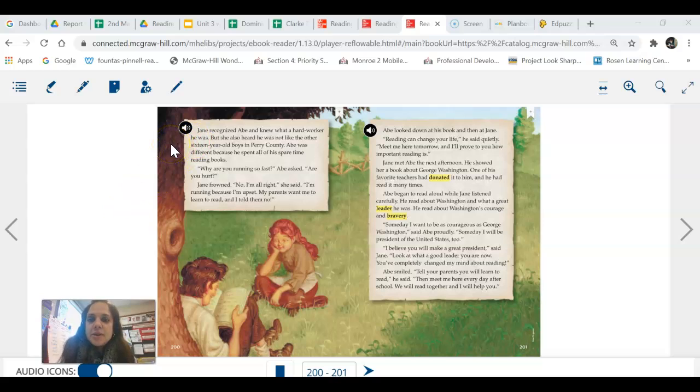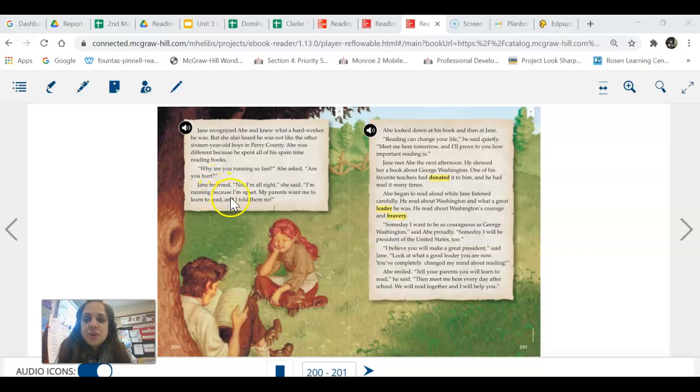Jane recognized Abe and knew what a hard worker he was. But she also heard he was not like the other 16-year-old boys in Perry County. Abe was different because he spent all of his spare time reading books. "Why are you running so fast?" Abe asked. "Are you hurt?" Jane frowned. "No, I'm all right," she said. "I'm running because I'm upset."